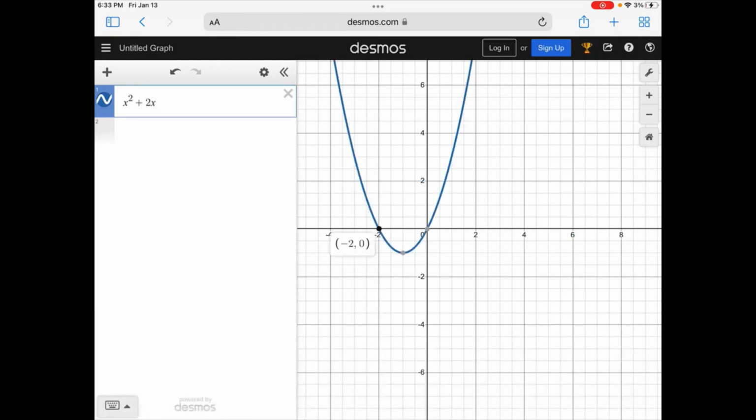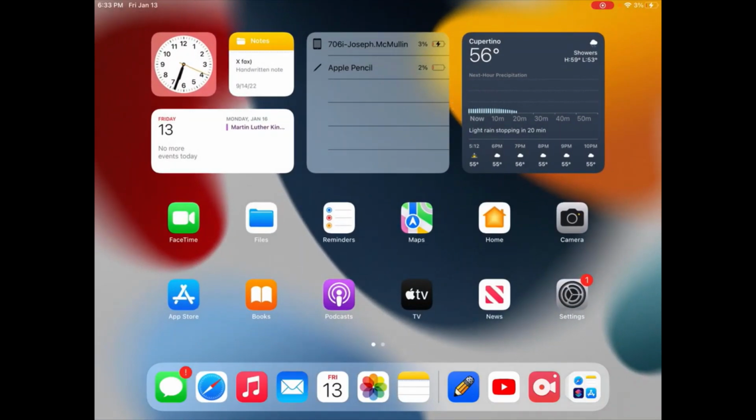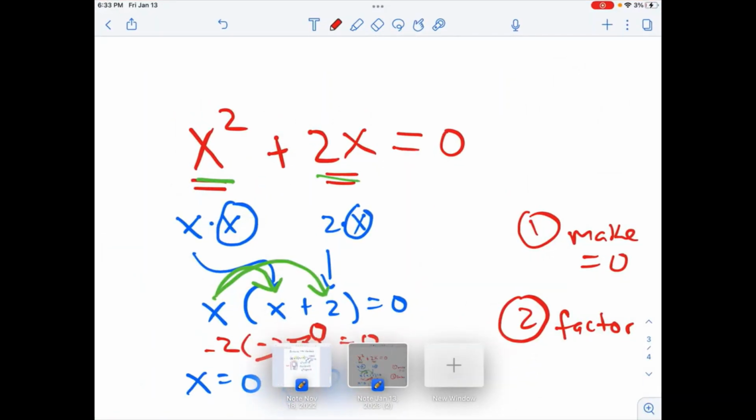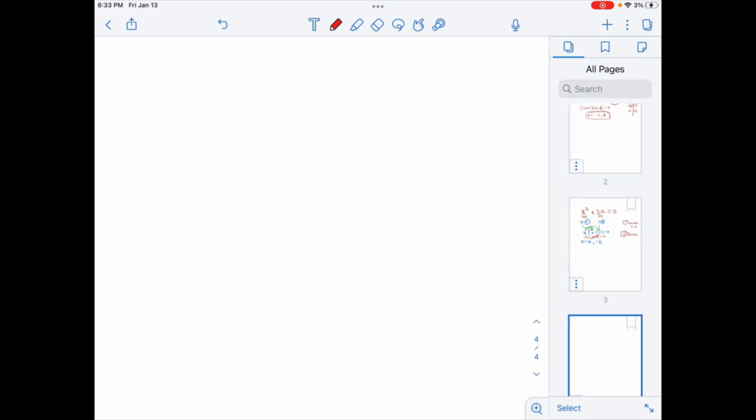And yeah, you can see your solutions, negative 2 and 0. Okay, let's give this one a try. Go ahead and do this one on your own. Let's do x squared minus 4x equals 0.